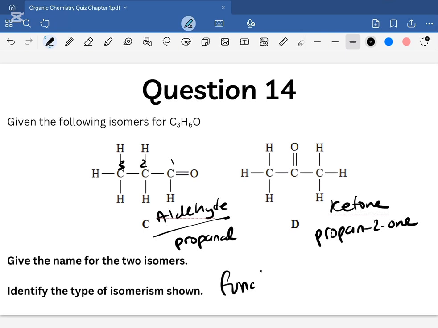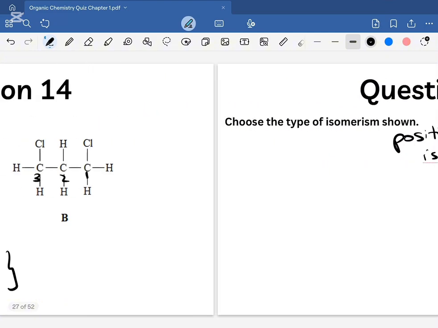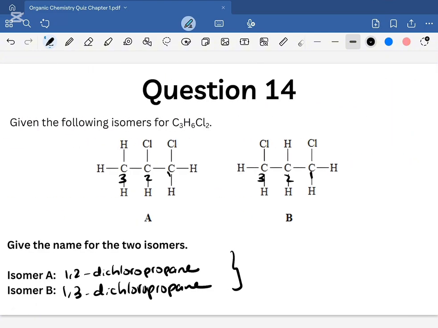They are functional group isomers, and this is because this is a ketone and this is an aldehyde. So we're talking about 2 different homologous series, and we're talking about functional group. However, the first one was positional because we still have the same type of group attached to A and B.